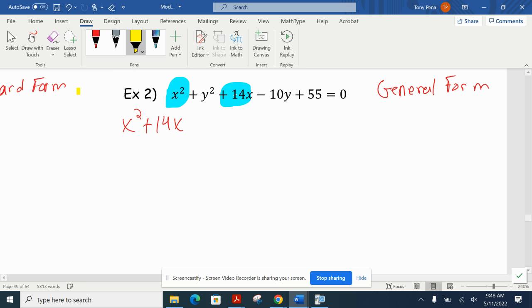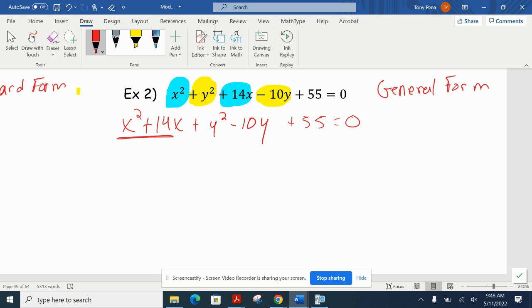You're then going to do the same thing with the y terms. So I have a y squared and a negative 10y, so we're going to put this as a positive y squared minus 10y. The poor 55 is not an x or a y, so he just does his own thing. Nobody to add to him. He's just going to stay by himself at the end.